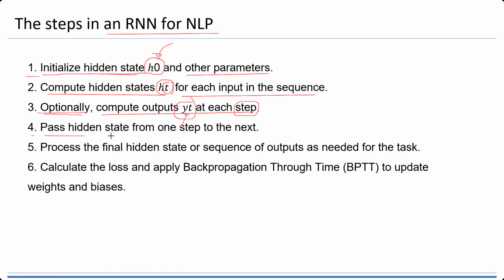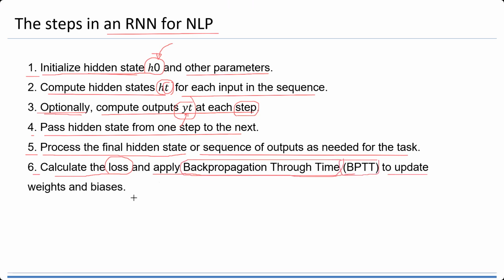Next is to pass the hidden state from one step to the next. And then process the final hidden state or sequence of outputs as needed for the task. Finally, we calculate the loss and apply backpropagation through time, or BPTT, to update the weights and the bias. We will take a look at what BPTT is later.